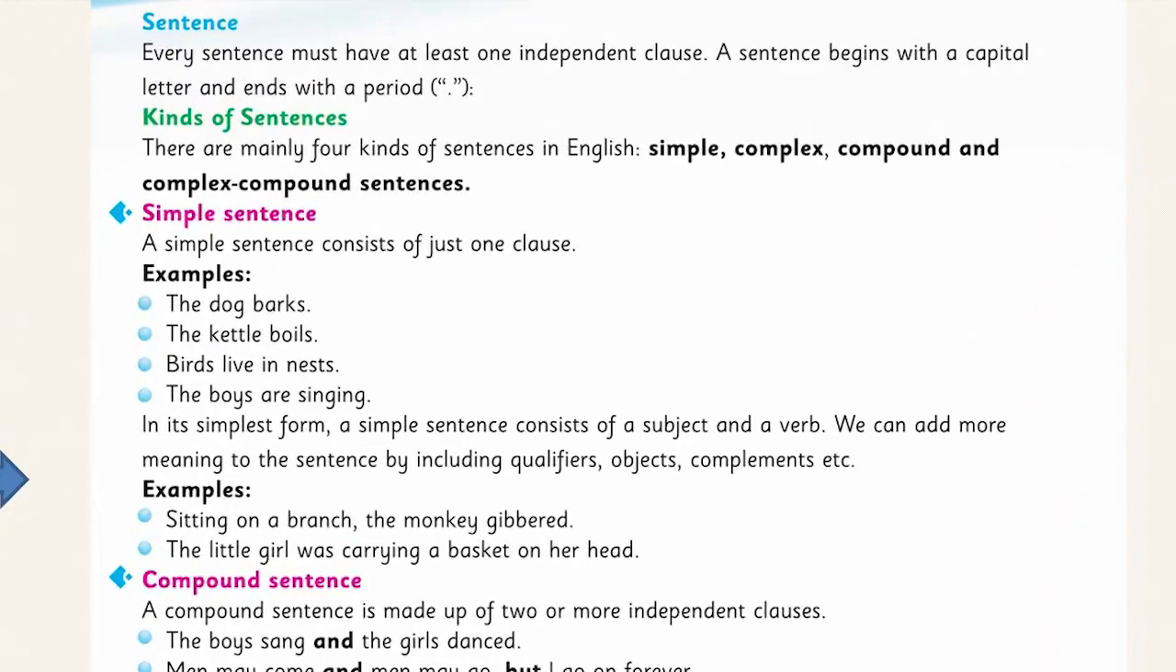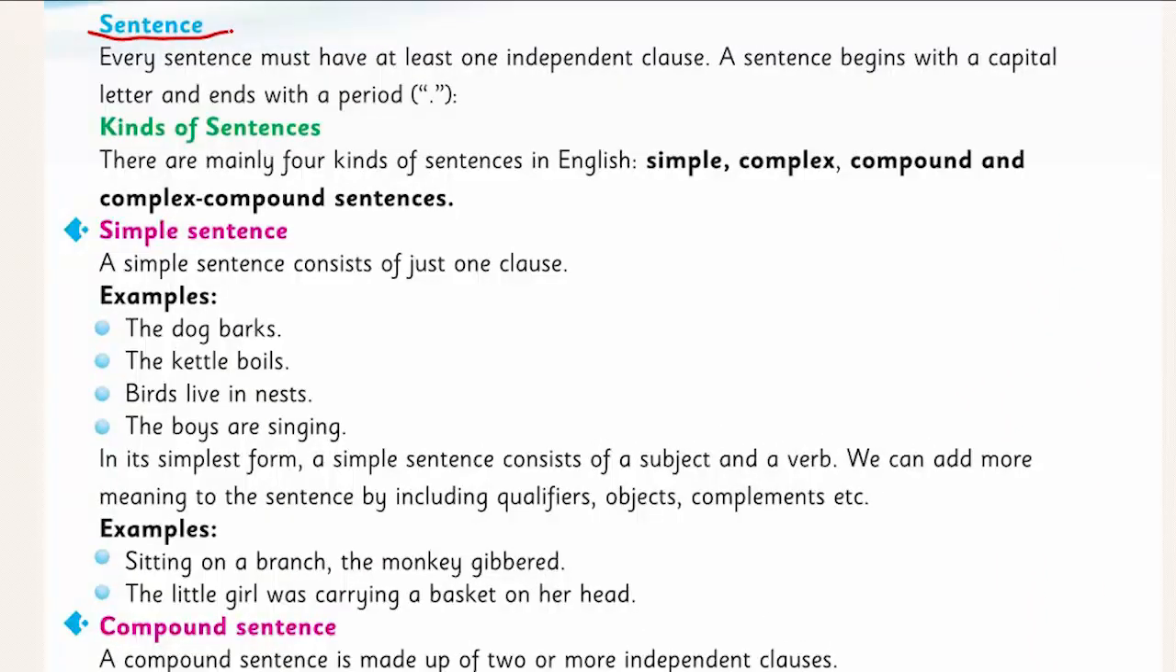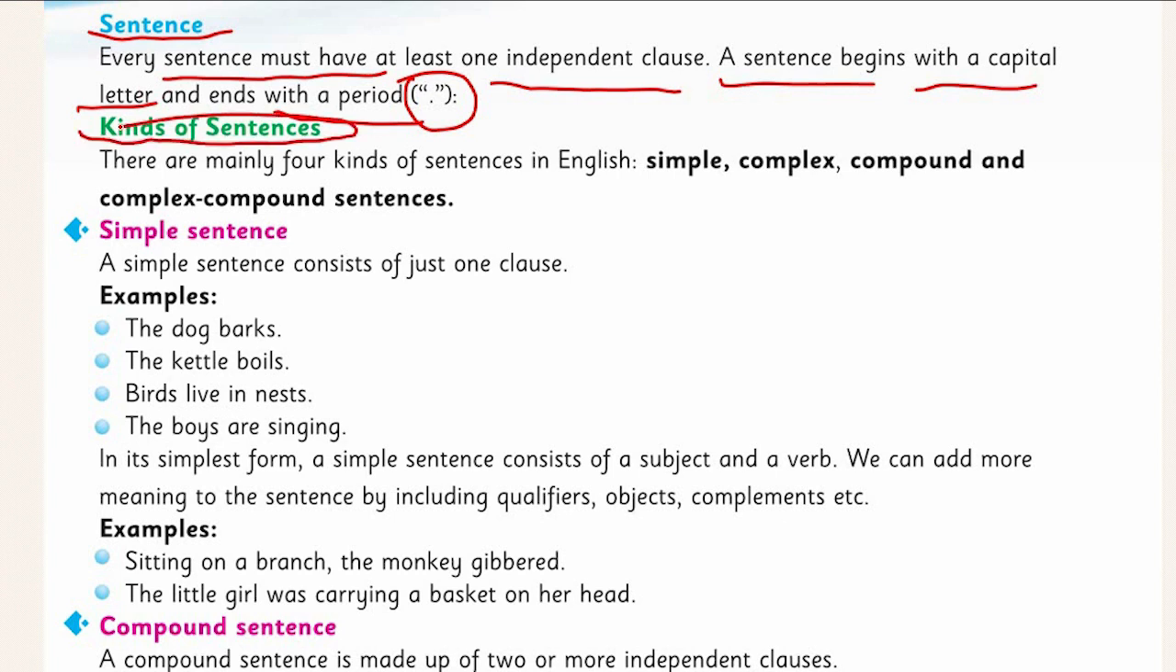First we will take a look at the sentence here. Every sentence must have at least one independent clause. A sentence begins with a capital letter and ends with a period, full stop. We also call a period a full stop. We have kinds of sentences. There are mainly 4 kinds of sentences in English: simple, complex, compound, and complex-compound sentences.